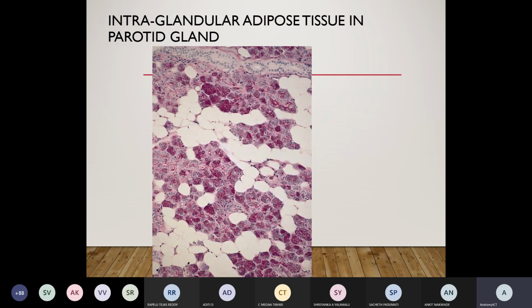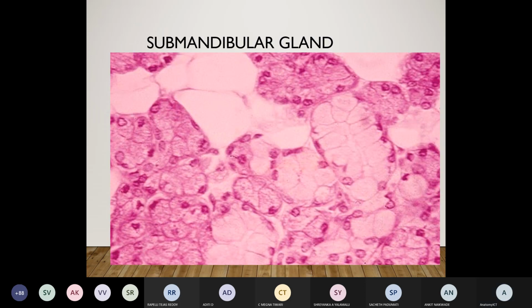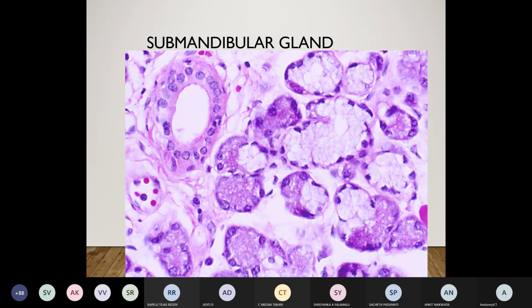One more figure I have shown you: interglandular adipose tissue in the parotid gland. Sometimes between the two cellular elements we have adipose tissue, which is also shown. So this is the submandibular gland, where the mucus acini are shown exactly, and in between we have the ducts. You can see in the submandibular gland the mucus acini are more, and this is the duct. You may appreciate the ducts over here.